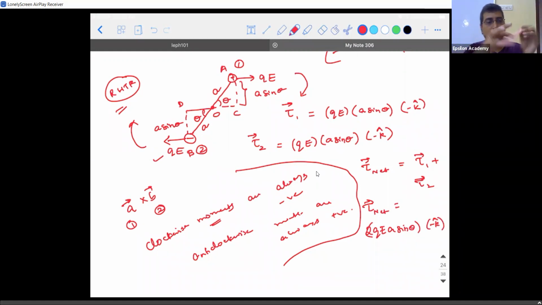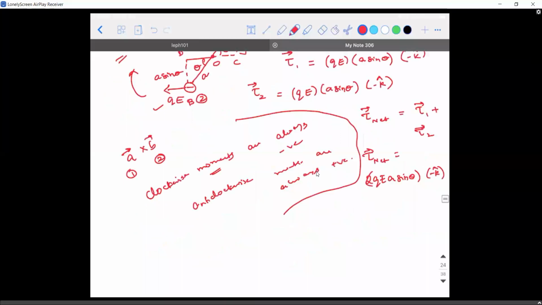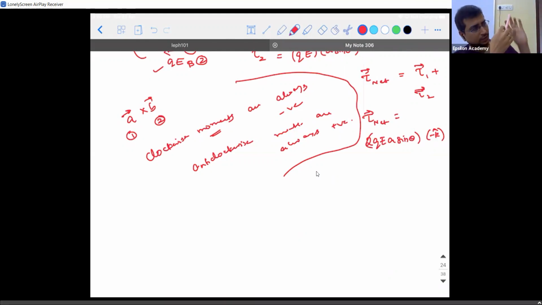2 times QE into A sin theta into minus k cap, which means the whole dipole will rotate with respect to you. The whole dipole will rotate in such a way that it will appear as if it is going away from you, because anything rotating in the clockwise direction will appear as if it is going away from you. Sir, what happens if the dipole goes into horizontal position, sir? It will only rotate like this, if you keep rotating all of that.